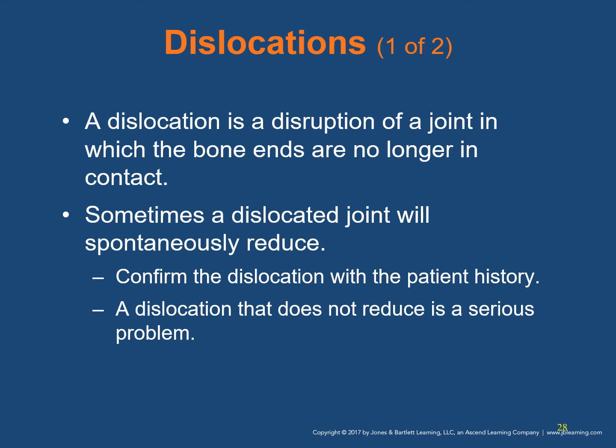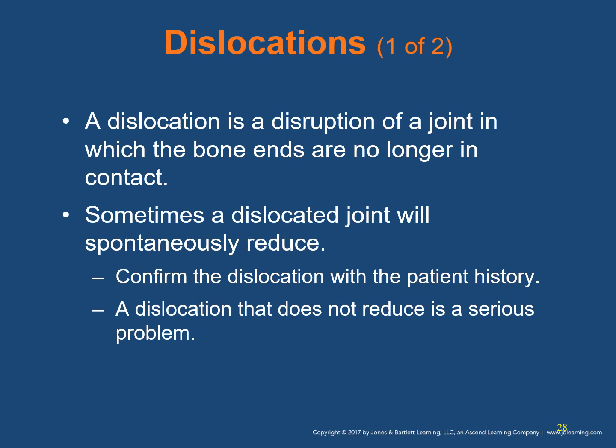Dislocations. A disruption of a joint in which the bone ends are no longer in contact. The supporting ligaments are often torn, usually completely, allowing the bone ends to separate completely from each other. A fracture dislocation is a combination injury at the joint in which the joint is dislocated and there is a fracture of the end of one or more of the bones.